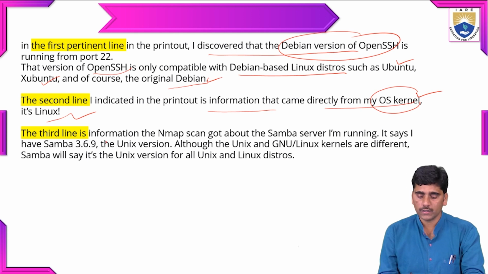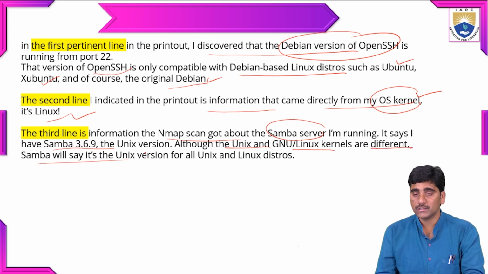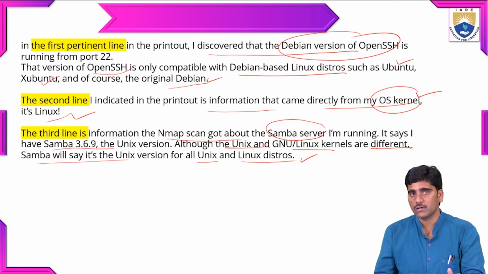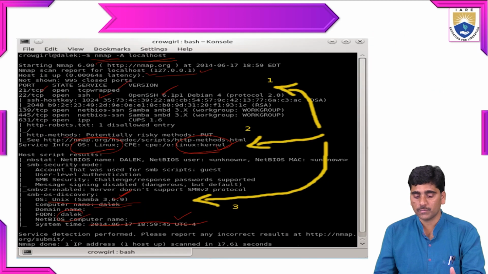And the third line indicates information the Nmap scan got about the Samba server that I am running. It says I have Samba 3.6.9, the Unix version. Although the Unix and GNU Linux kernels are different, Samba will say it's the Unix version for all Unix and Linux distros. So these are all the reports that we are getting by doing OS fingerprinting.